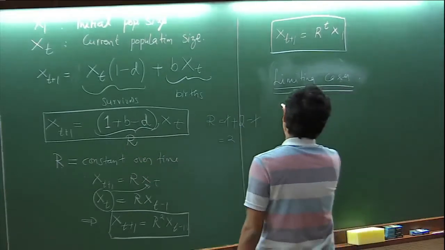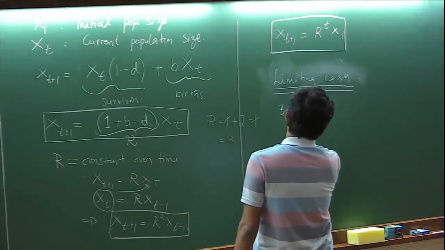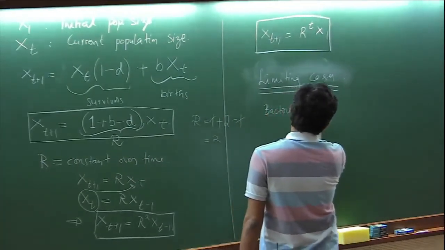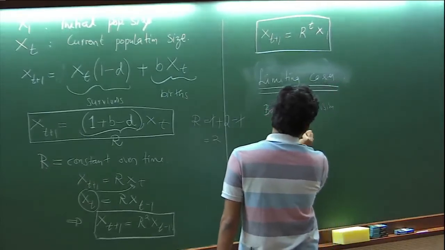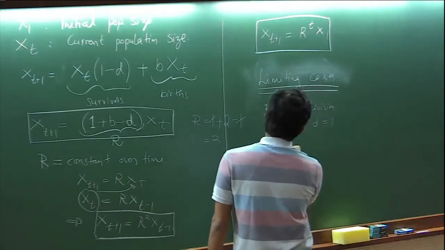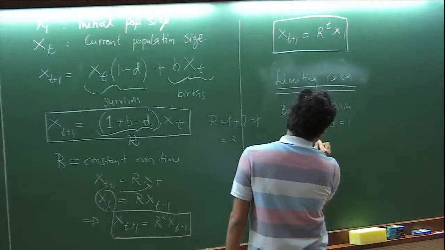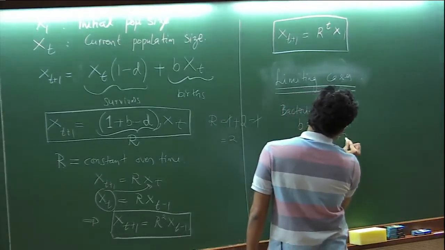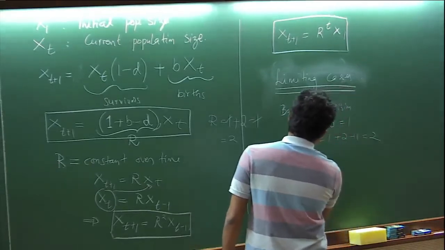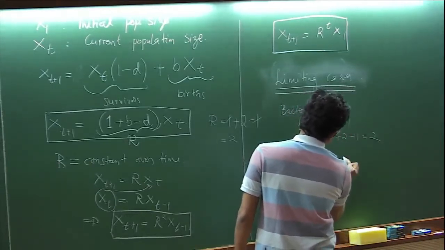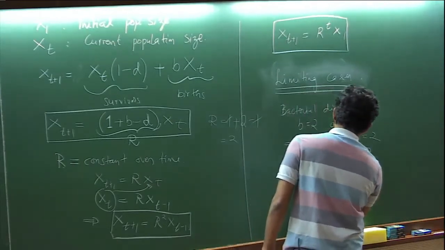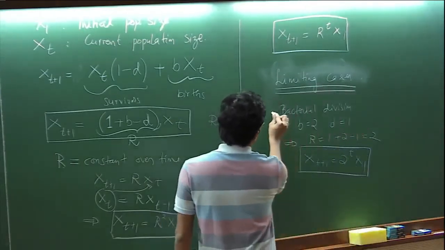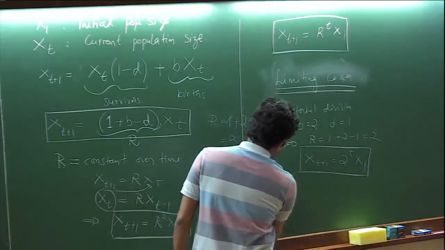So the simple case of bacterial division, what would that be? B is equal to 2, D is equal to 1. Therefore, R must be equal to 2. Is that fine? And that makes sense, right?